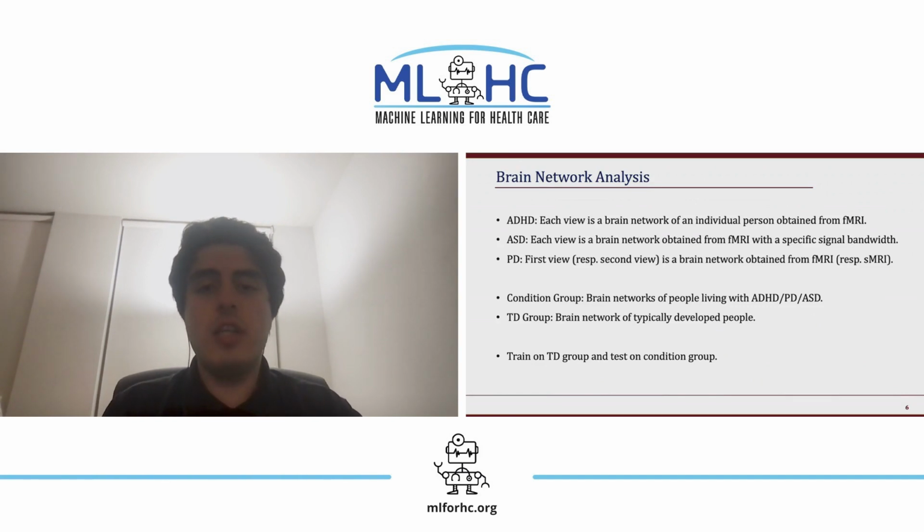In our experimental studies, we focus on attention deficit hyperactivity disorder, autism spectrum disorder, and Parkinson's disease. In the ADHD data, each view is a brain network of a person obtained from fMRI. In the ASD data, each view is a brain network obtained from functional MRI with a specific signal bandwidth. And in the PD data, the first view corresponds to the functional MRI, and the second corresponds to the structural MRI. We trained our model on the typically developed group while testing on the condition group.